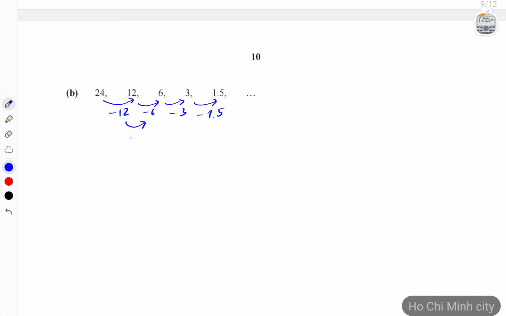This one is negative 6 and then 6, right? And negative 3 plus 3. And this one is 1.5. All right, so it seems that the second term would be half of the first term. So I think that we can do this problem in another way, instead of trying to find out the common difference.